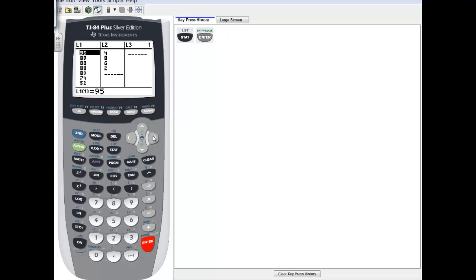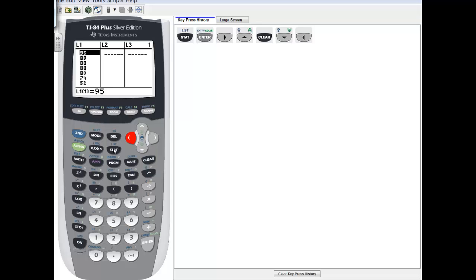Now, I've noticed that I still have old data entered. While it's not going to affect my calculations, let's go ahead and clear that out. So I'm going to go up to L2, highlight L2, and just press clear. And then when I page down, L2 deletes itself. Do not use the delete button or you will delete the entire L2 from the screen.